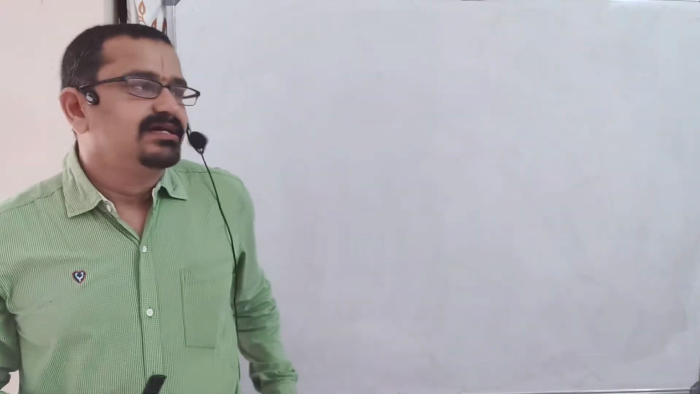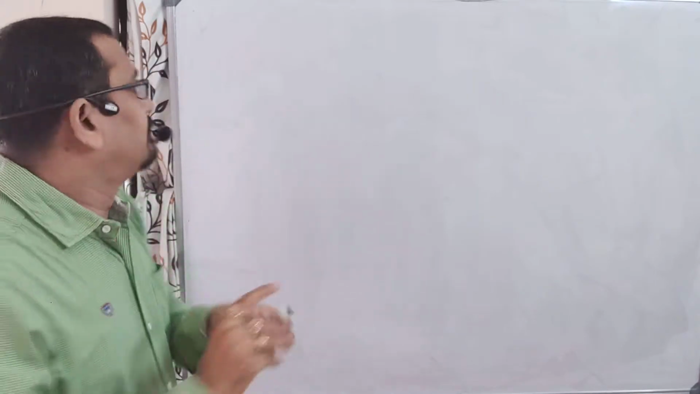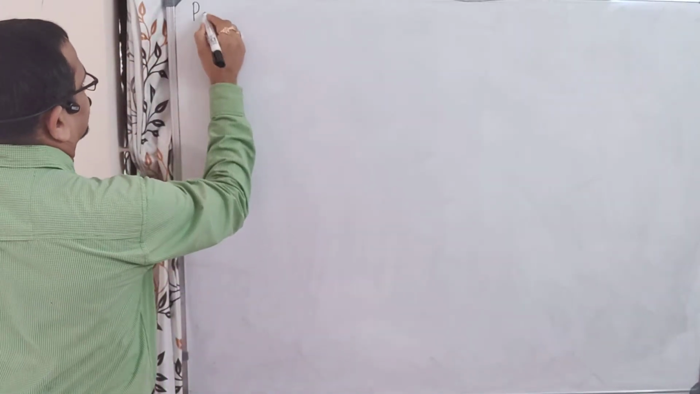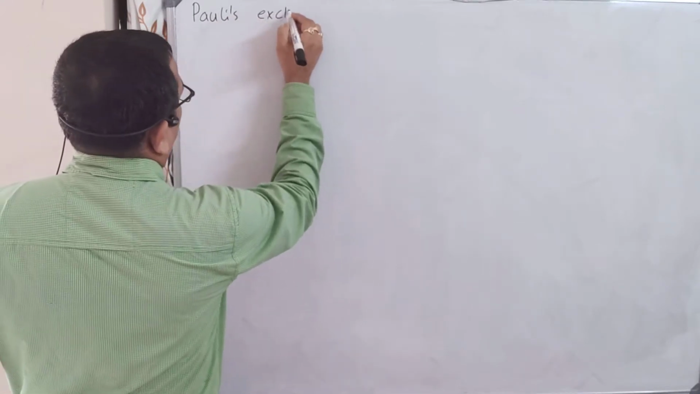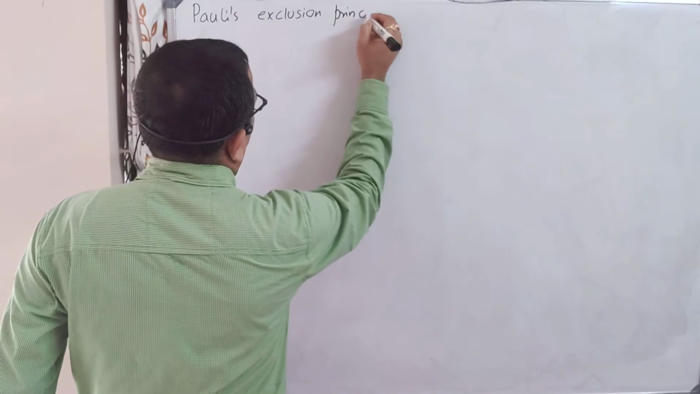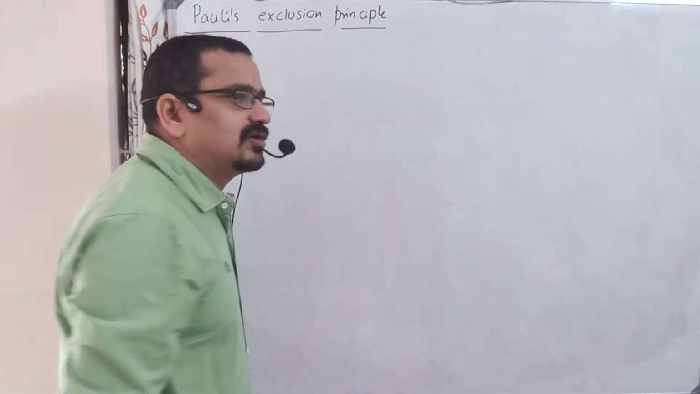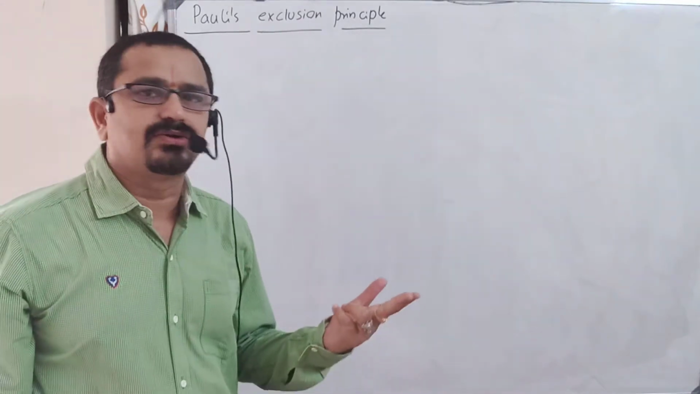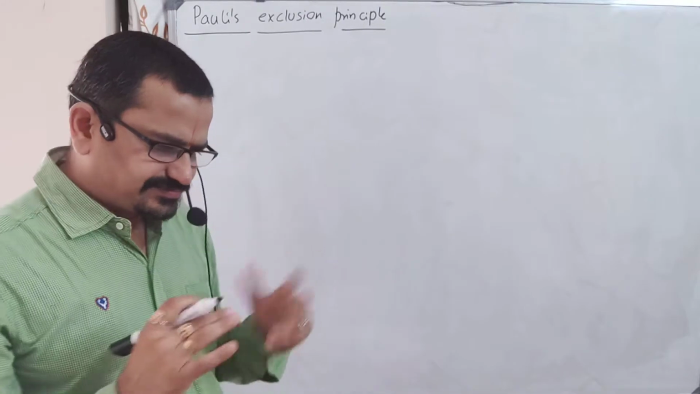Good morning, students. Let's continue the session with our next topic, that is Pauli's exclusion principle. Already we have noticed one point: a single orbital can be accommodated with two electrons, one spinning clockwise, the other spinning anti-clockwise.